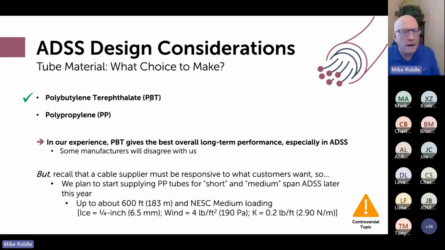But again, we have to deal with what the market wants. You know, the customer's always right, as the old saying goes. So we too are using polypropylene tubes for short and medium span ADSS. We plan to start doing that later this year. And again, up to about 600 feet, 180-ish meters, under medium or similar loading conditions.